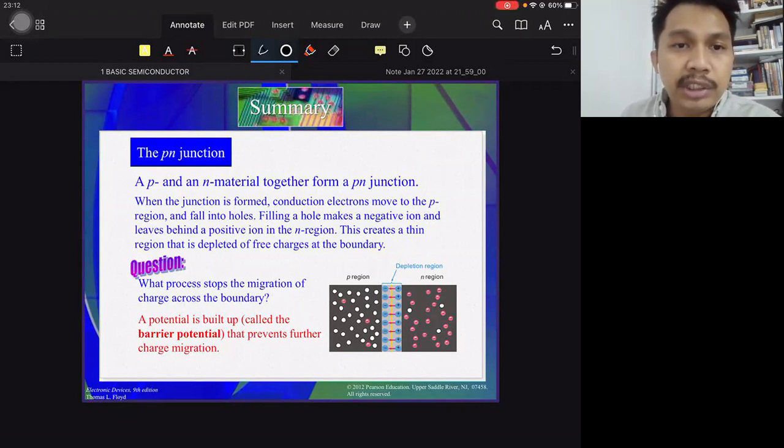But if a piece of intrinsic silicon is doped so that part is N-type and the other part is P-type, a PN junction is formed at the boundary between the two regions, and a diode is created. The P region has many holes from the impurity atoms and only a few thermally generated free electrons.